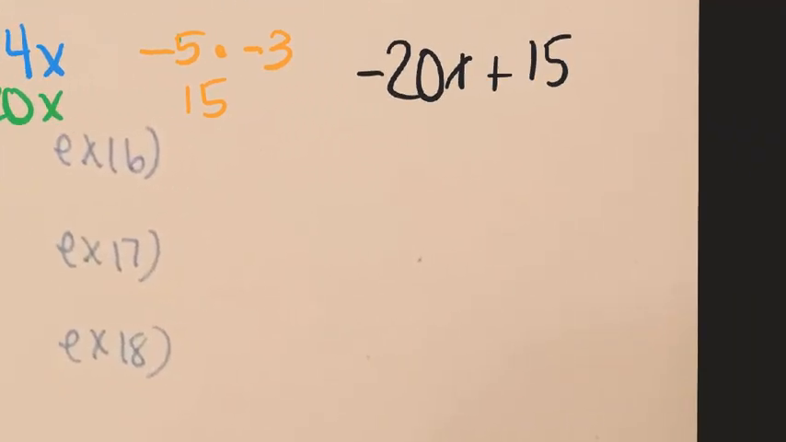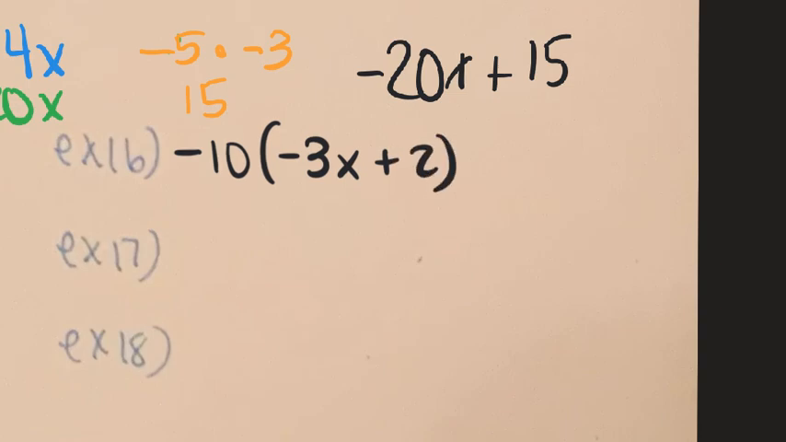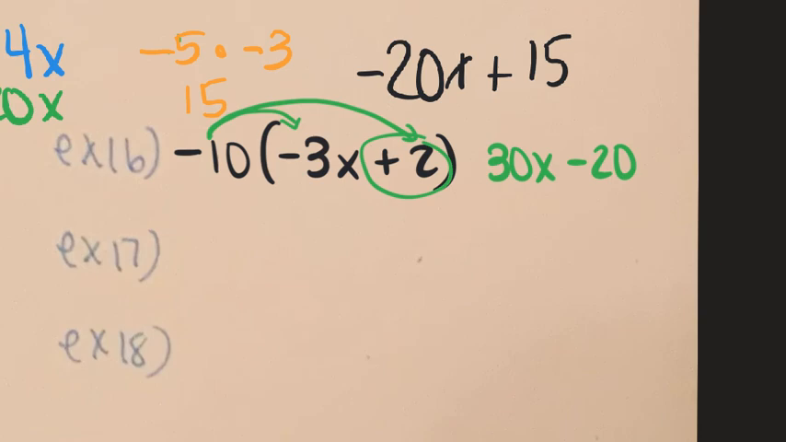Okay, example 16. I'm going to have a negative 10 on the outside, a negative 3x plus 2 on the inside. So negative 10 times a negative 3 is positive 30. Positive 30x. A negative 10 times a positive 2 is a negative number, negative 20.